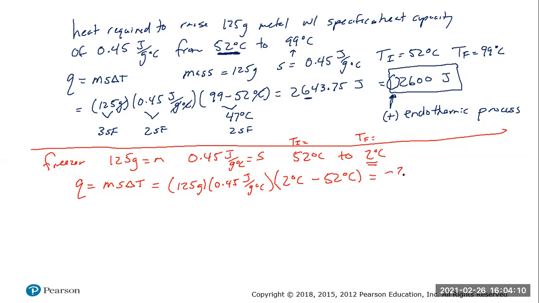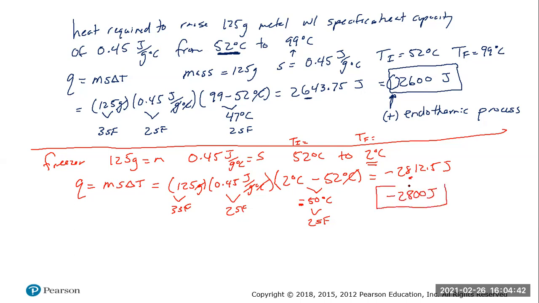minus 2812.5. Again, joules is what's going to be left over as our Celsius cancels, our grams cancel. Sig fig wise, again, when you subtract that, you got about a minus 50 degrees, which is where the negative comes from. And that's 2 sig figs. This is 2 sig figs, and this is 3 sig figs, which means we should end up here at minus 2800 joules. Again, the negative here is important because that means that this is an exothermic process.